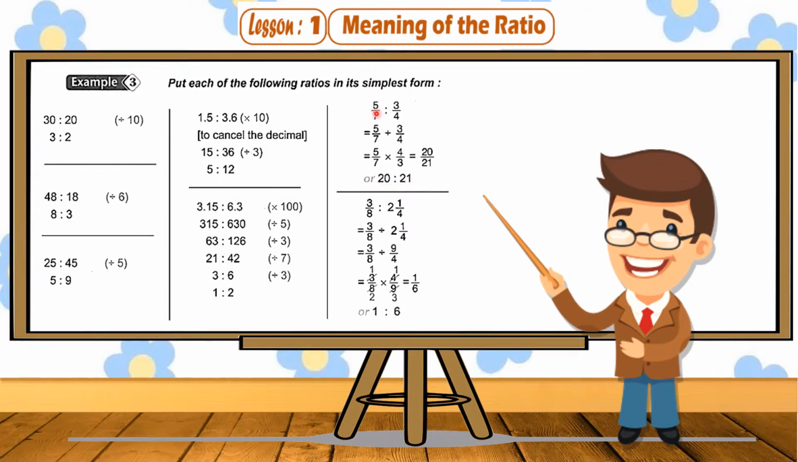طيب انا لو كنت كتبت على الكالكوليتر من الاول 5 over 7 divide 3 over 4 the result will be 20 to 21. يبقى ببساطة أنا ممكن ده كله كده أجيبه عن طريق الكالكوليتر.